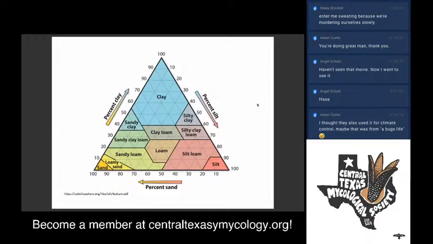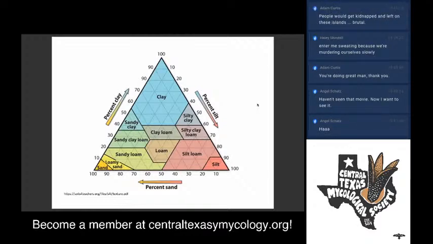So this next slide is kind of how we tell what type of soil we're working with. And I just put this up here to kind of bring it into what people might be familiar with.